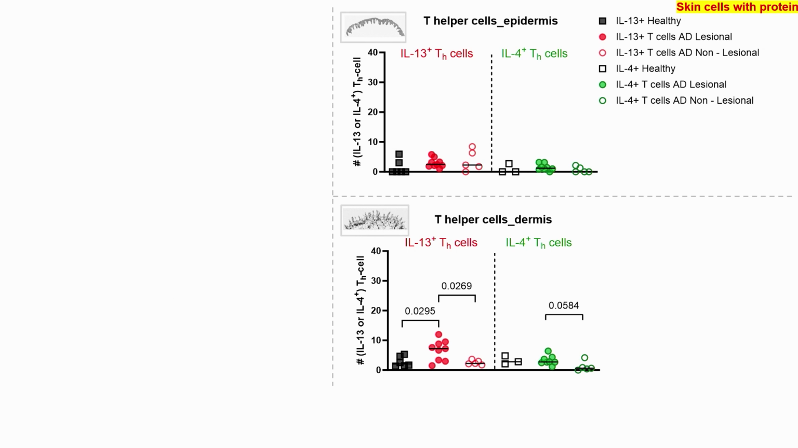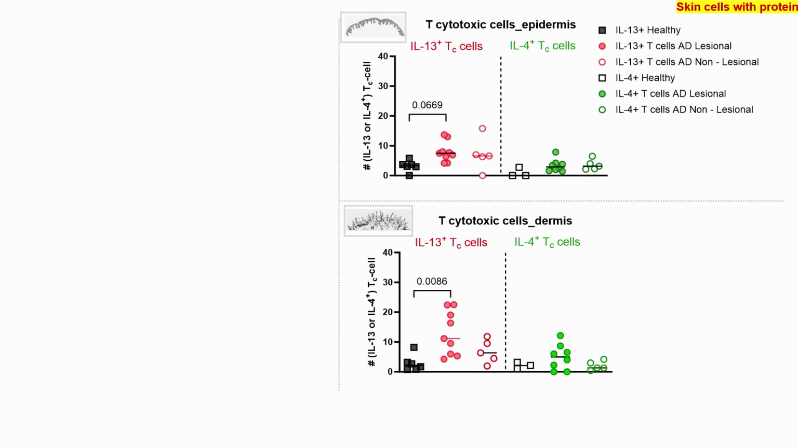When we start to look at that broken down into compartments of the skin, we see that we have a pretty bland-looking epidermis at the protein level in terms of these T helpers, but that in the dermis we see what we would expect, with an increase in IL-13 producing cells in the lesional skin that's significantly elevated, significantly more than what we see in the non-lesional skin as well.